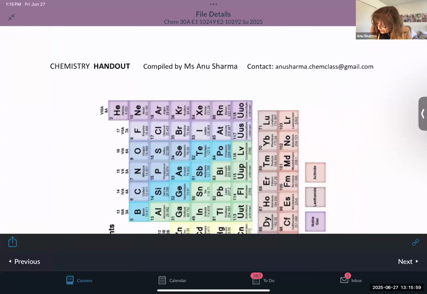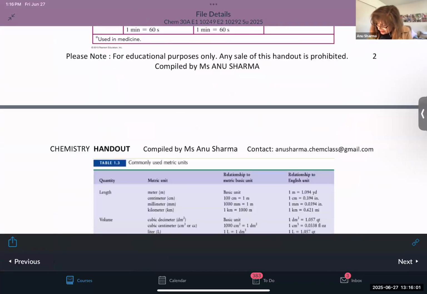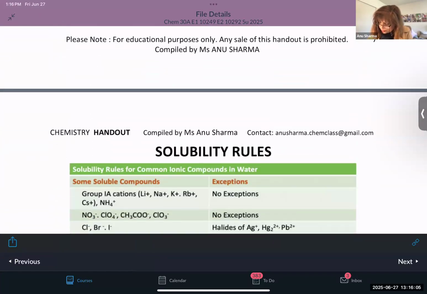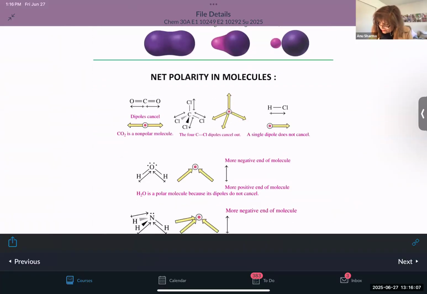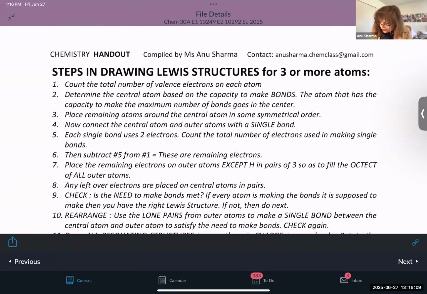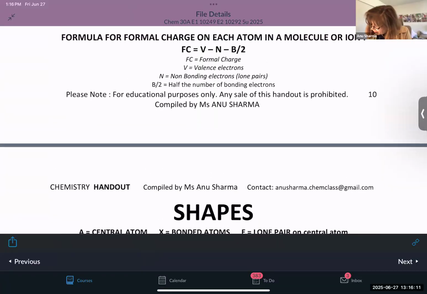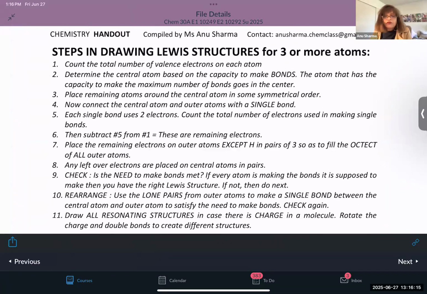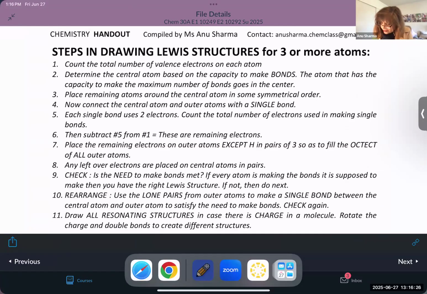So I'm not going to show this again for the next example, but you should always refer to these steps. You're never going to go wrong. Always refer to these steps, okay? And in your handout, they are on page 10, but these are the steps in drawing the Lewis structures for 3 or more atoms. So if you just follow these steps, when you're practicing the Lewis structure worksheet or your homework problems, then that'll be good practice.